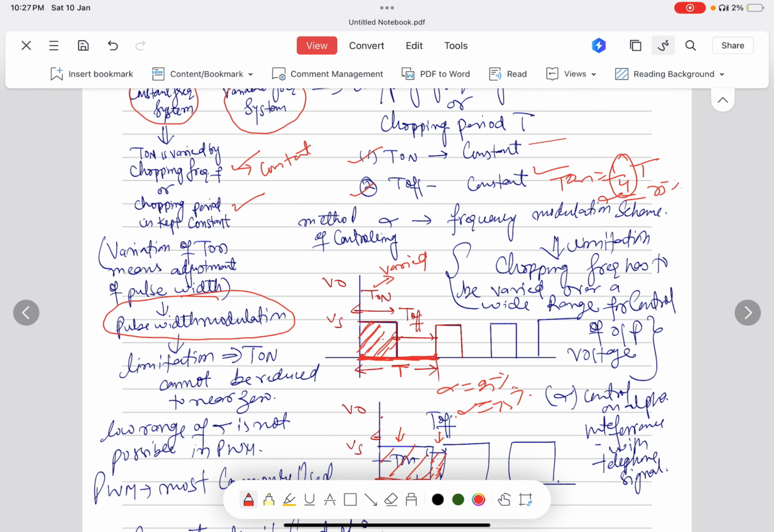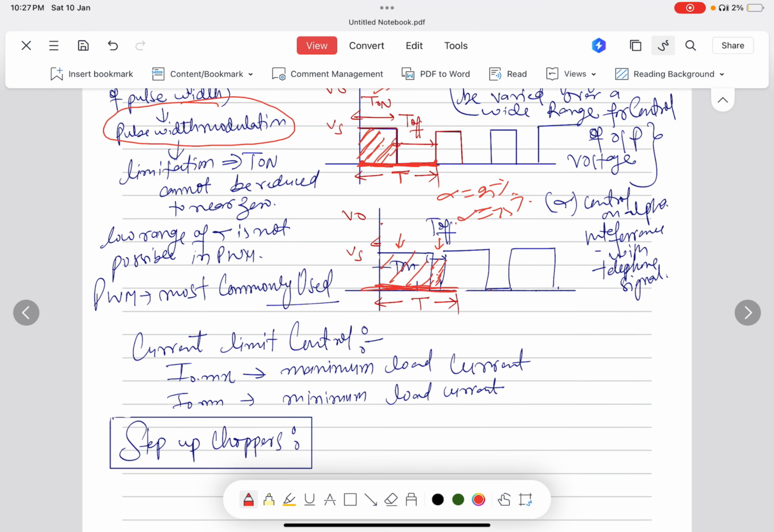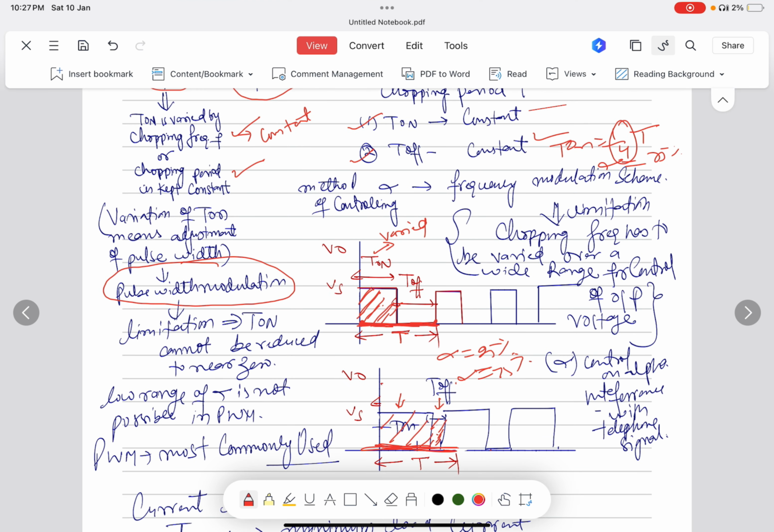In both of these schemes, which has the better result? I will discuss this. The frequency modulation scheme has some disadvantages as compared to pulse width modulation. We will discuss them one by one. The first point is that the chopping frequency has to be varied over a wide range for control of the output voltage in the frequency modulation scheme. So this is one of the disadvantages.